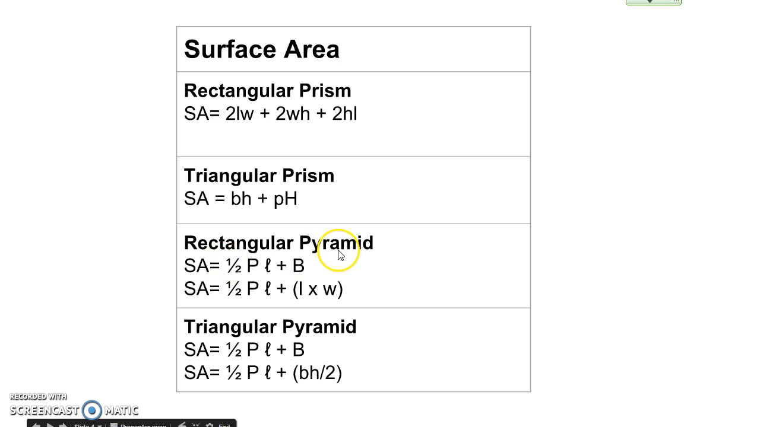The rectangular pyramid: 1/2 times the perimeter times the slant height. Remember, again, perimeter, we add up the sides on this one, it would be of the rectangle, times the slant height. The slant height starts at the top of the pyramid, goes down the side, plus length times width. And then the triangular pyramid: 1/2 times the perimeter times the slant height, plus base times height divided by 2, finding the area of the triangular base.